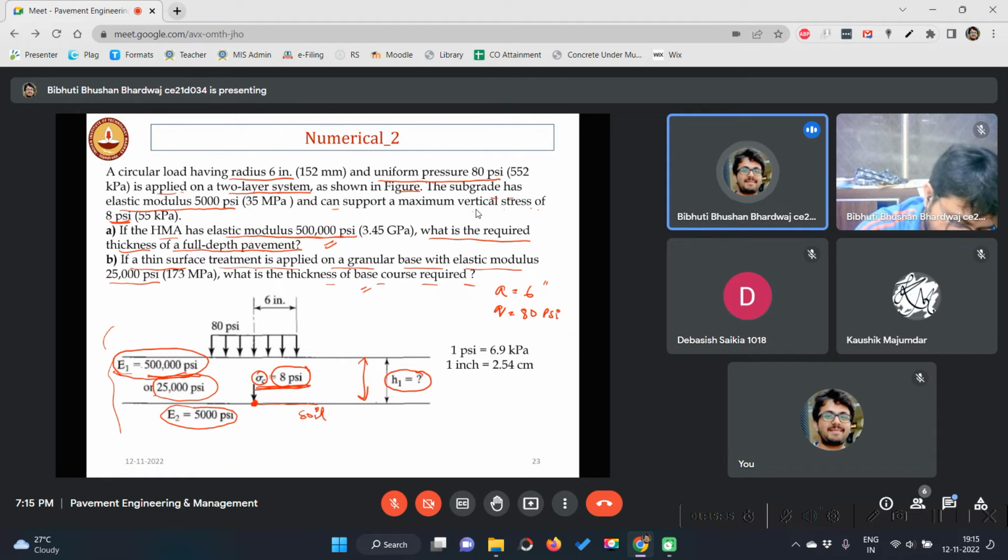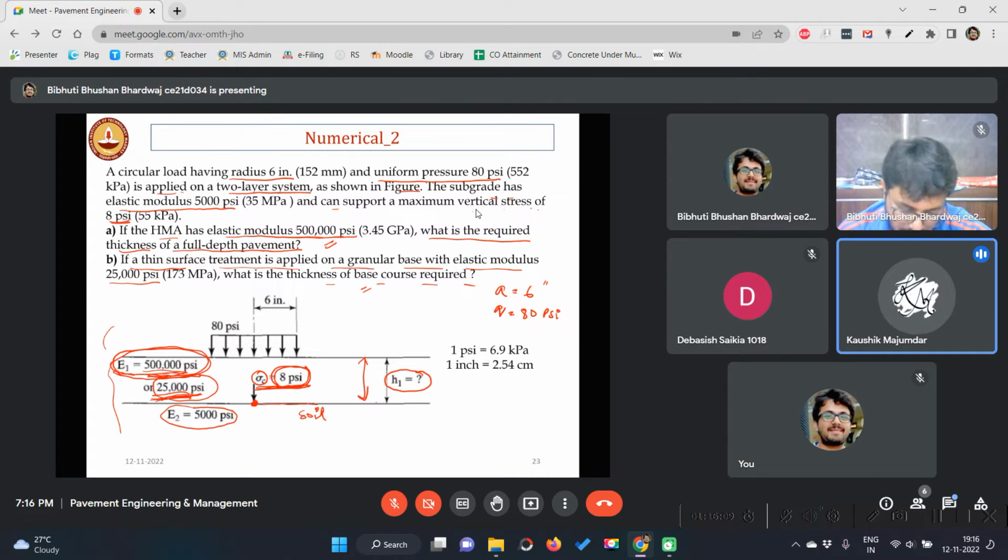Instead of providing this layer with elastic modulus 500,000, this time you have to provide a granular layer with 25,000 psi. So in that case, what should be the thickness of the granular layer? Same, there is only one layer, either bituminous mix or granular. So you need to provide higher thickness for the bituminous mix or the granular. What do you think? To generate same 8 psi here.